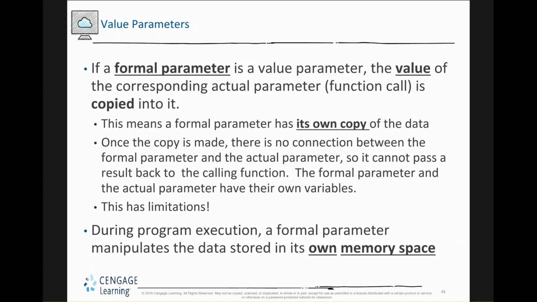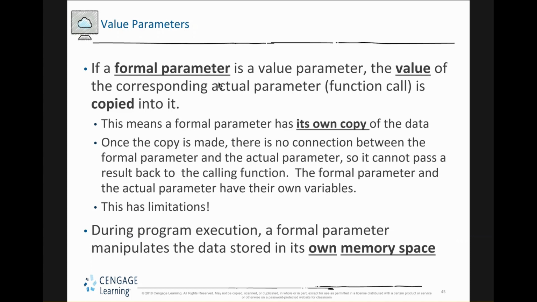These values are received and used by the function definition. In order for the function to complete the task, the value of the actual parameter, or the function call, is copied to the formal parameter. This means if the values change because of your statements in your function definition, the actual parameter has no idea of the changes. Once the copy is made from the actual parameter to the formal parameter, there is no connection between the two. This can create problems if you need the updated values to be sent back to the calling function. So let's look at the slide.